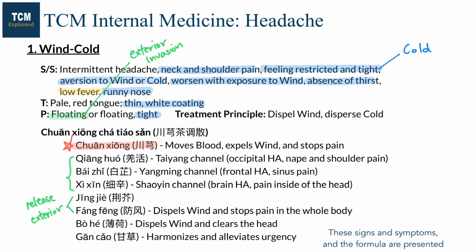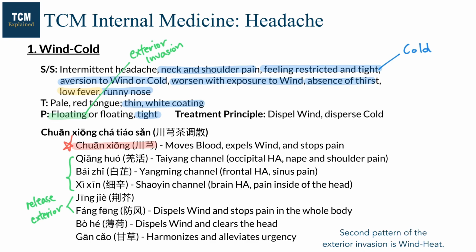These signs and symptoms and the formula are presented as an example to help us understand this pattern. In real situations, patients will not manifest all of the signs and symptoms, or there could be other extra signs and symptoms. So the most important thing when diagnosing a patient is to differentiate the pattern as a whole and then add and subtract herbs according to specific signs and symptoms.